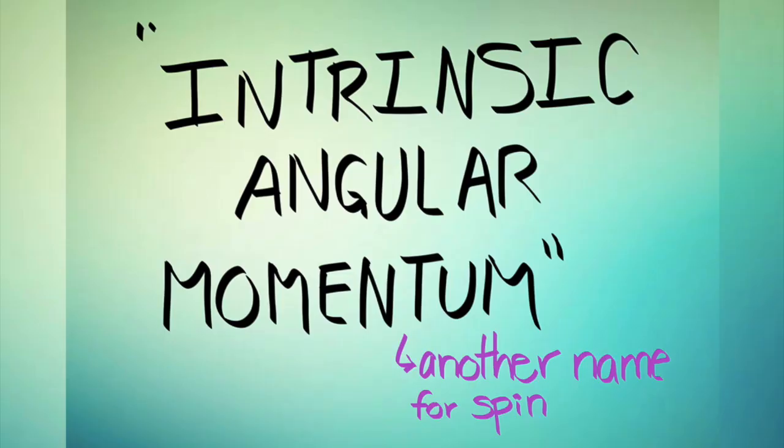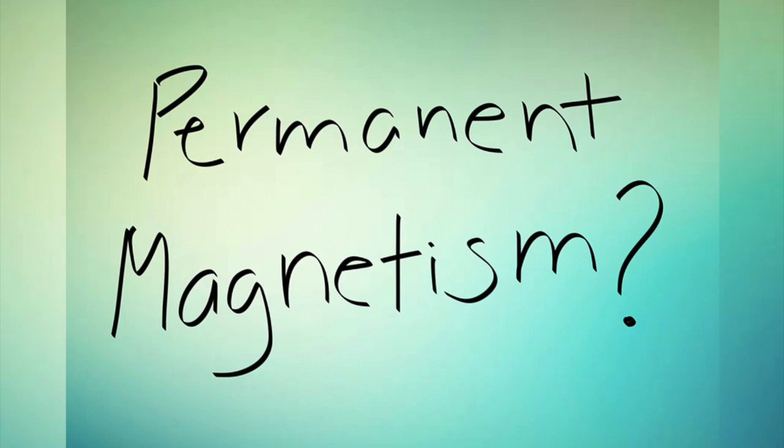Right now, we're still not exactly sure what causes spin, so we put it down as intrinsic angular momentum. This essentially means that the electron acts like it's spinning even though it's not. So what does this mean for permanent magnets?